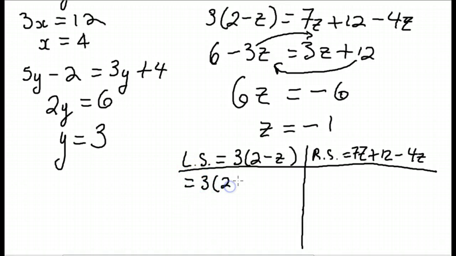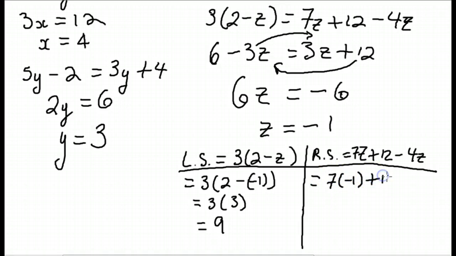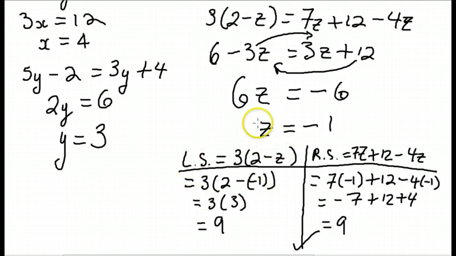So the left side is 3 times 2 minus negative 1, which is 3 times 2 plus 1, which is 9. And the right hand side we get 7 times negative 1 plus 12 minus 4 times negative 1 gives me negative 7 plus 12 plus 4, which is negative 7 plus 16, which is 9, and that checks. So that's a formal verification using a t-table, right? We split off left side, work it independently, right side, work it independently, always with the original equation. Okay, never with anything down here, because if you made a mistake going to this step here, then you'll be verifying an incorrect answer in an incorrect equation.